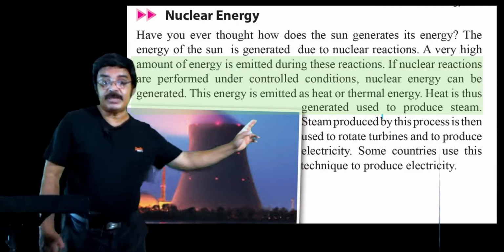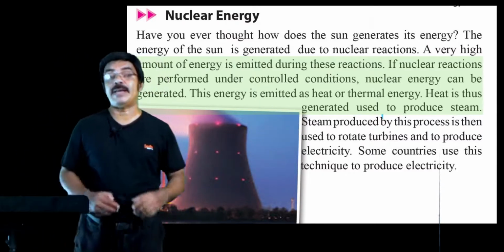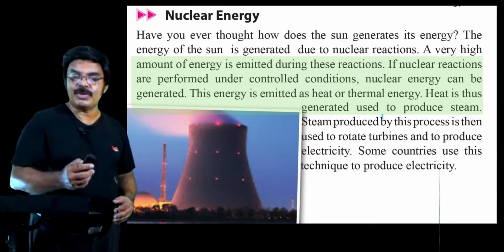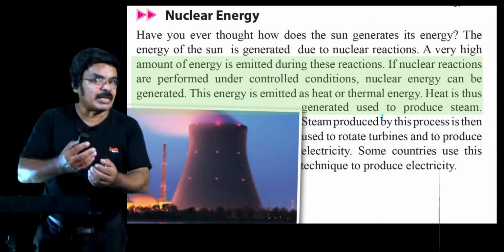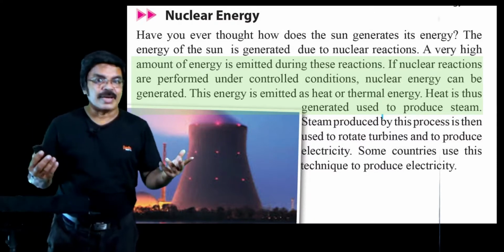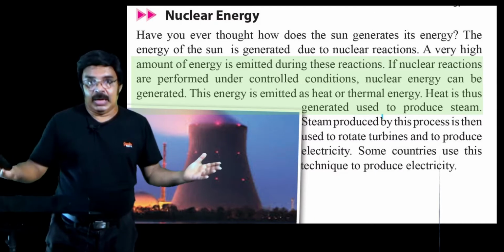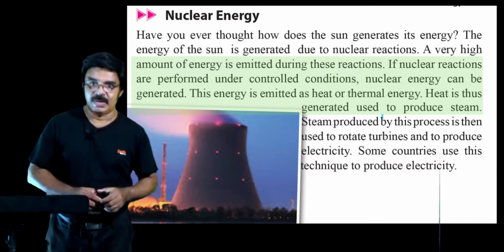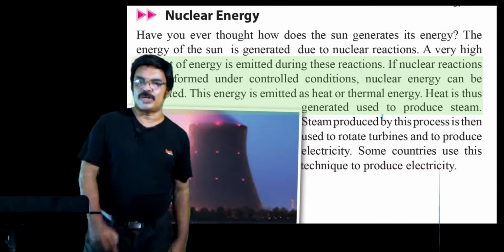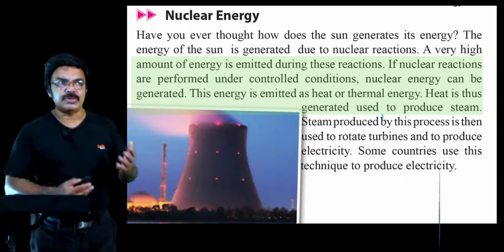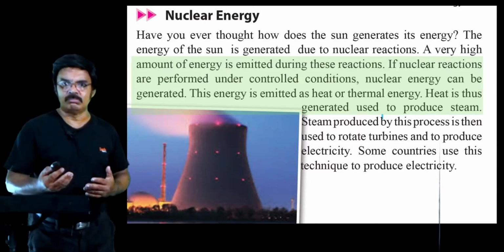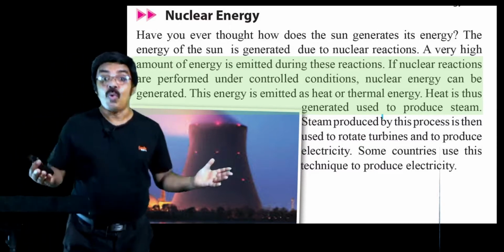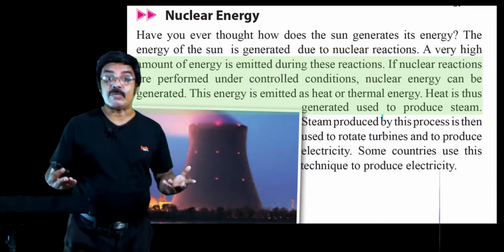This energy is emitted as heat or thermal energy. So we break down atoms, we break the nucleus of the atom, and then we get energy. This energy is mostly thermal energy or heat energy. You know what heat energy is? Heat is thus generated and used to produce steam. Why do we use heat? We use heat to heat water.